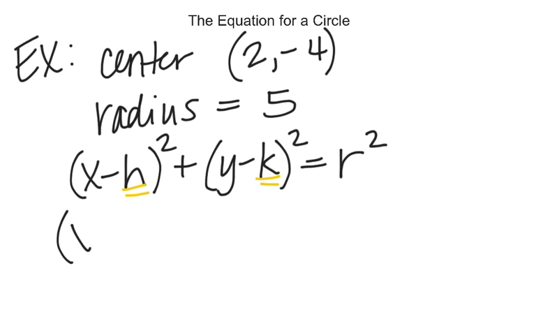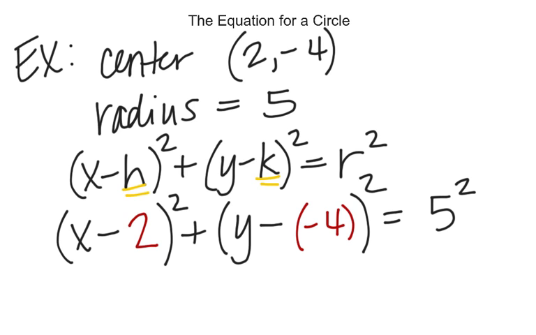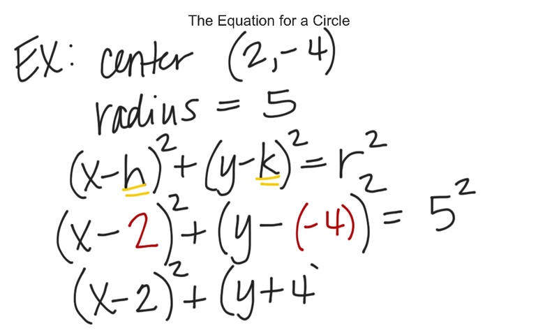So we know our h and our k values, 2 and negative 4. So we'd end up with x minus 2, the quantity squared, plus y minus, in this case negative 4, the quantity squared, is equal to my radius squared, and my radius is 5 squared. So simplifying gives you your final answer of x minus 2 squared plus y plus 4 squared is equal to 25. That's the equation for a circle with a center at 2, negative 4, and a radius of 5.